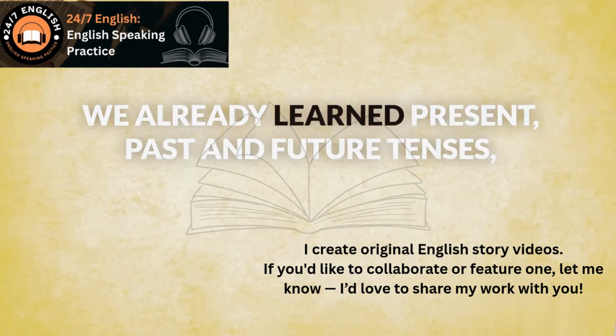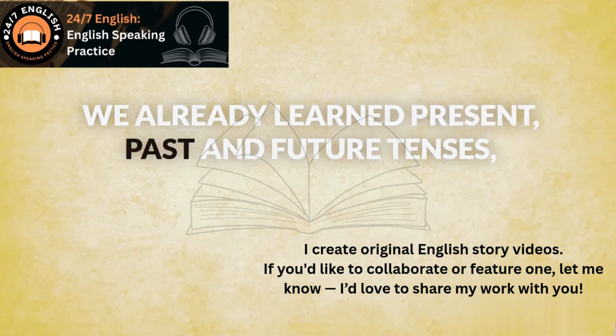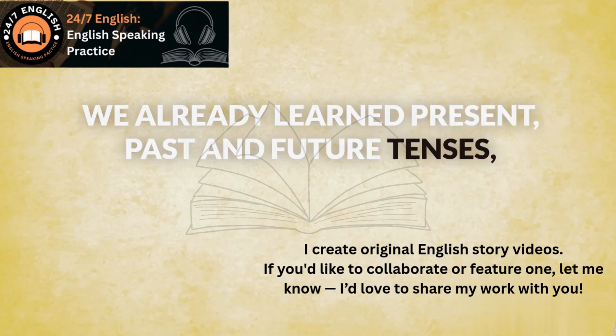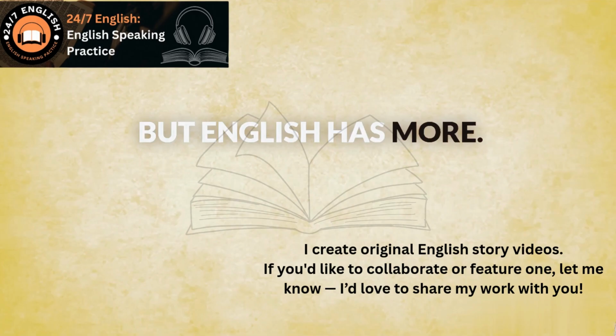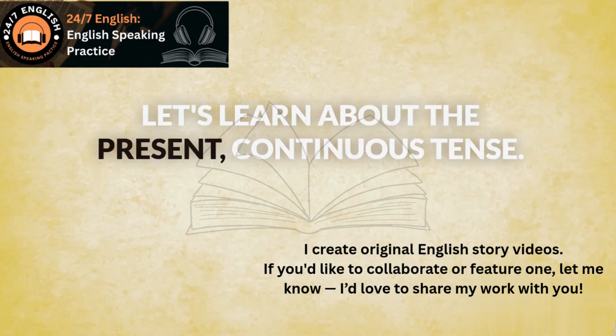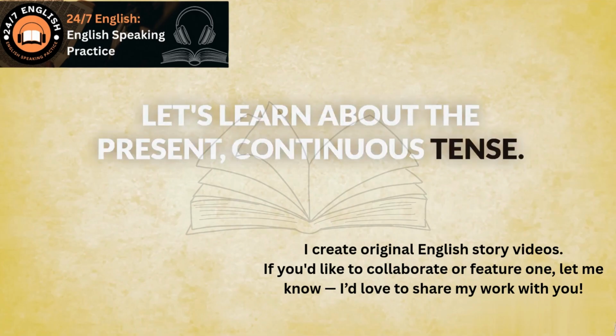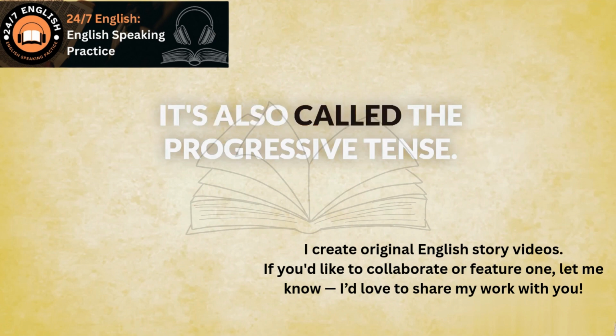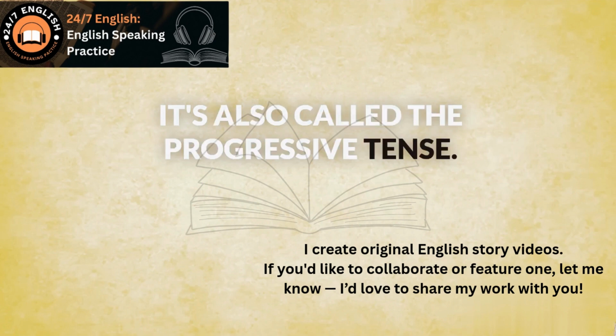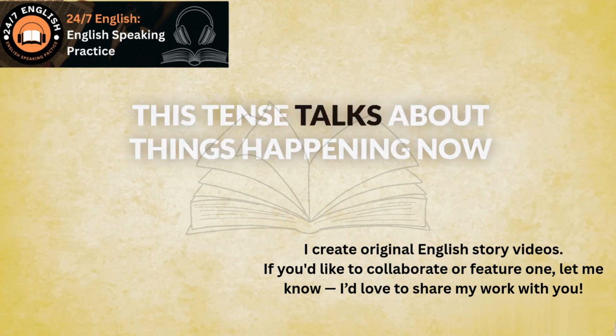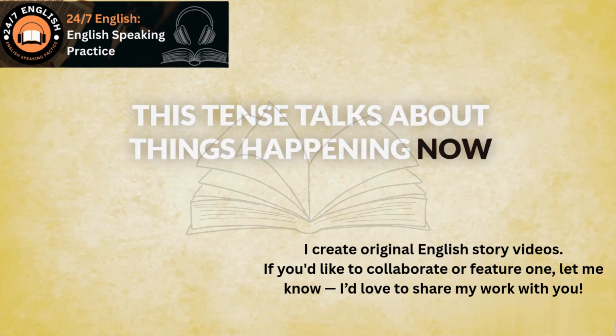In this section, we'll talk about verbs in different tenses. We already learned present, past, and future tenses, but English has more. Let's learn about the present continuous tense. It's also called the progressive tense. This tense talks about things happening now.